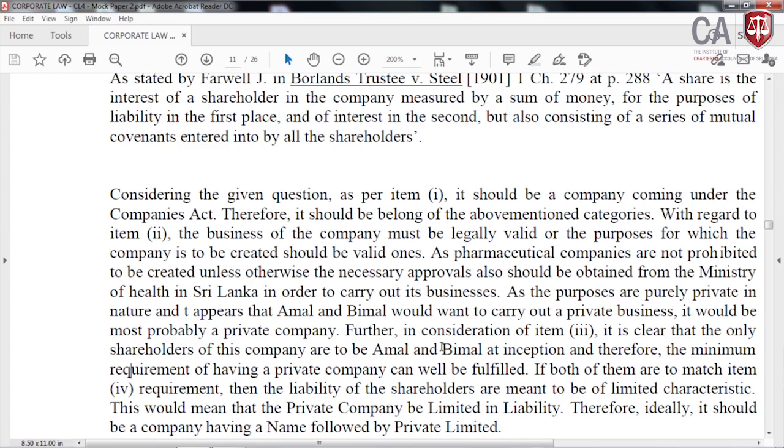Therefore, ideally it should be a company having a name. So what's the name that they are going to give to the company, followed by private limited. So it's not a guarantee company, because you know that it's a profit making business that they are going to make, pharmaceutical, and it's not a public company. So therefore it should be a private limited company.